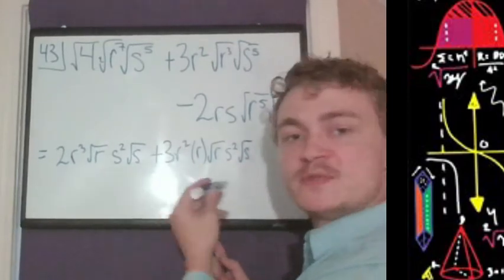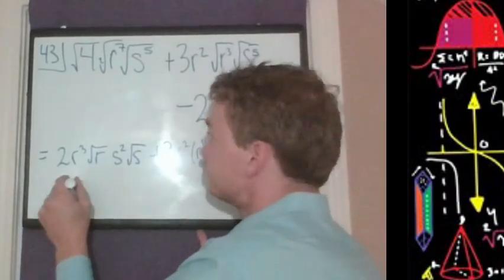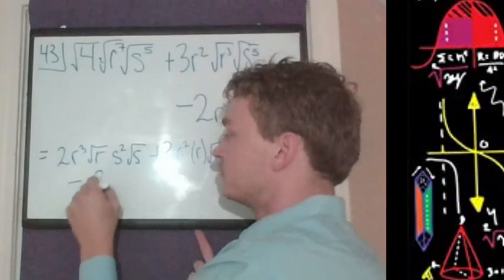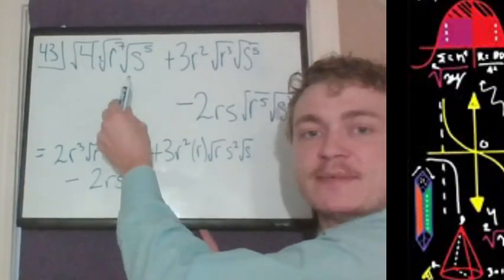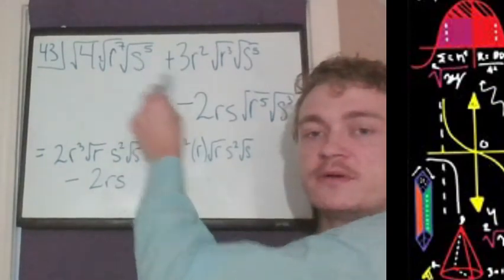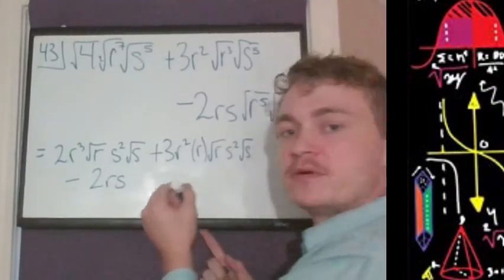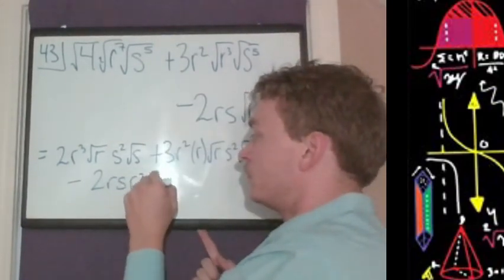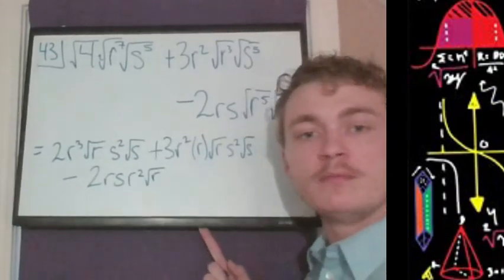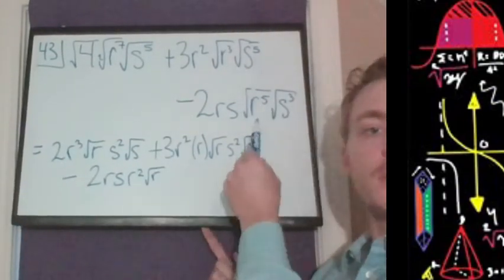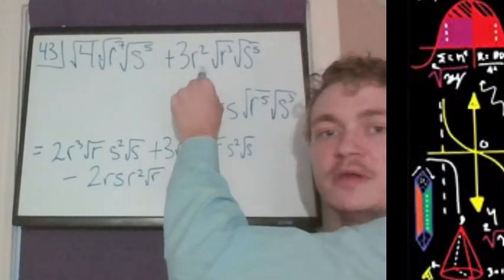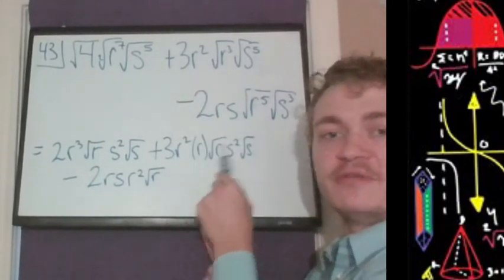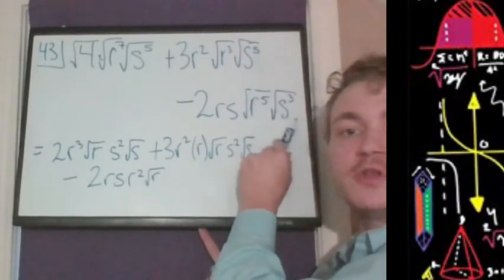Minus, I'm running out of space here, so I'm going to go below, minus 2rs, square root of r to the 5th power. Just use the same concept for the square root of s to the 5th power. The square root of r to the 5th power, r squared multiply the square root of r. For the square root of s cubed, we're going to use the same rule as for the square root of r cubed. Here we got r multiply the square root of r. Here we're going to get s multiply the square root of s.